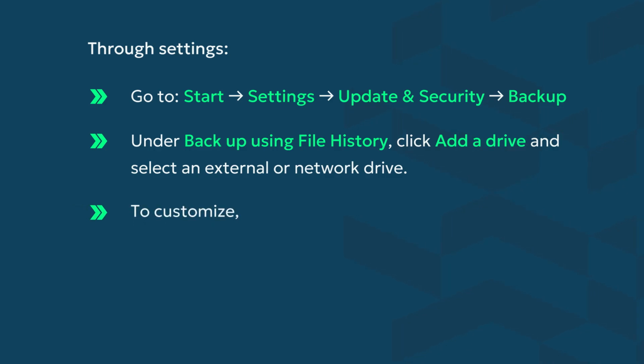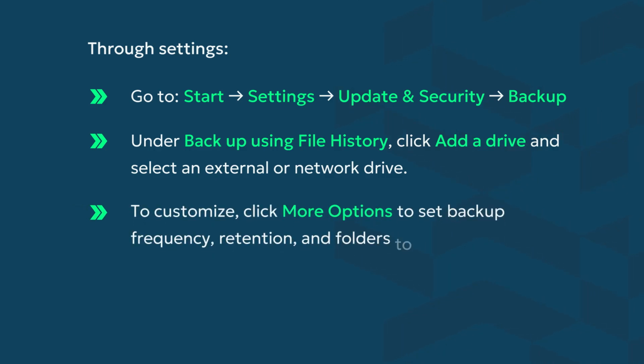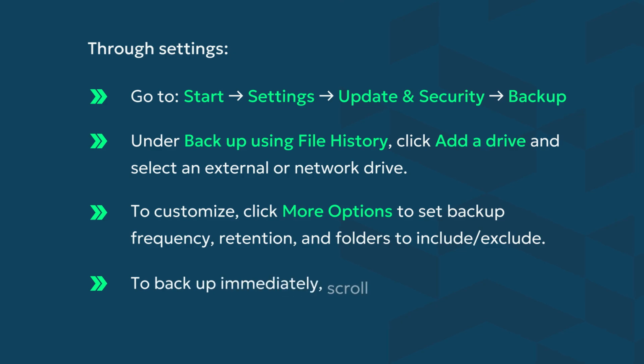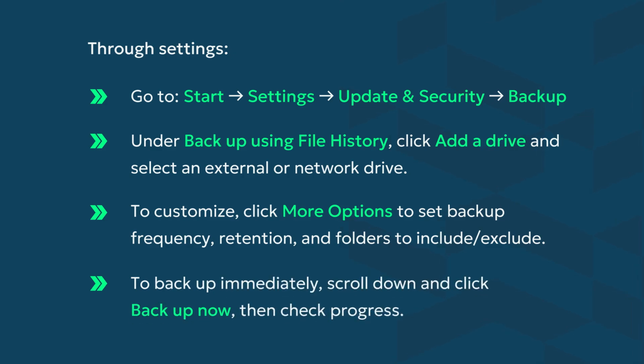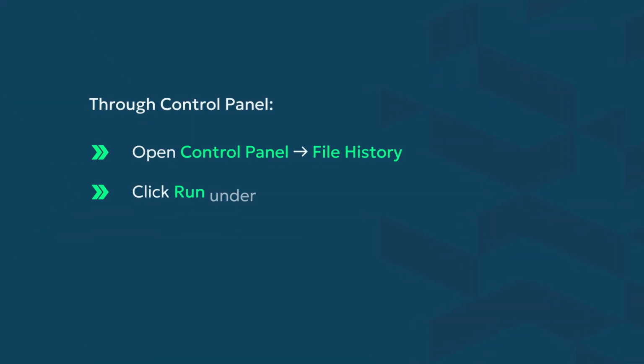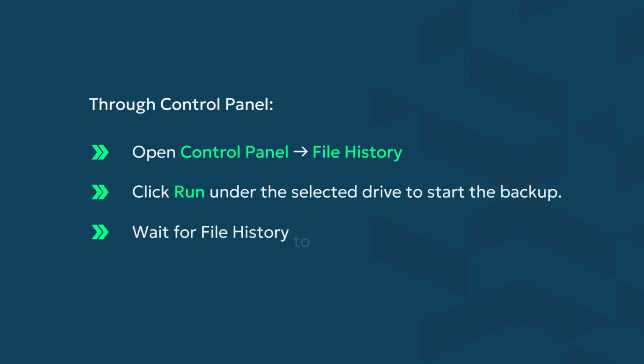To customize settings, click More Options where you can set how often backups run, how long to keep them, and which folders to include or exclude. To start a backup right away, scroll down and click Backup Now. Then check the progress to make sure it completes successfully. Through Control Panel. Open the Control Panel and select File History. Click Run under the selected drive to start the backup. File history will create a new version. Just watch the progress to make sure it finishes successfully.